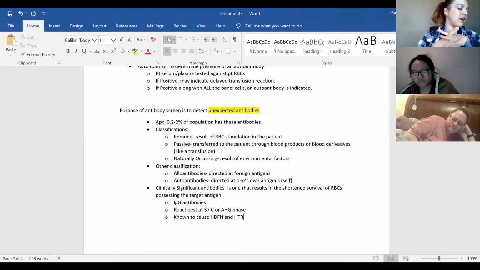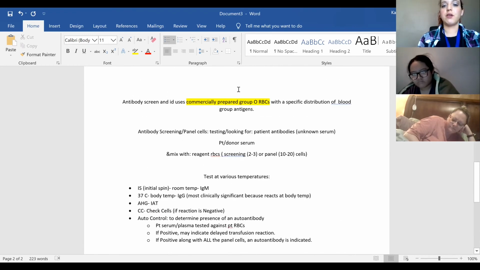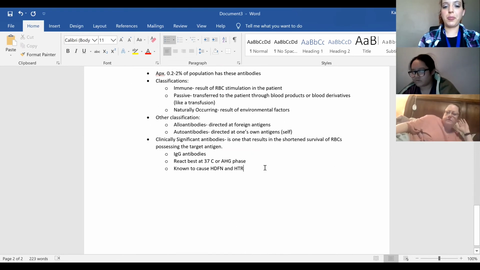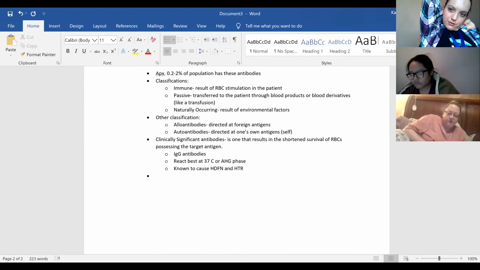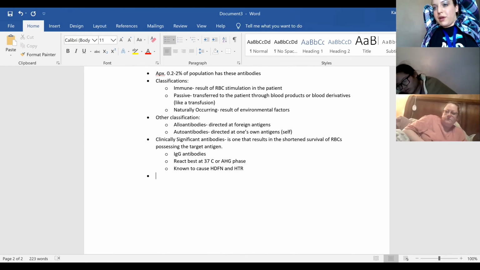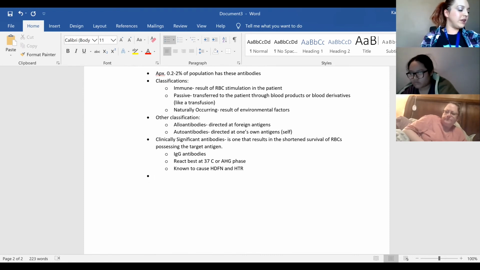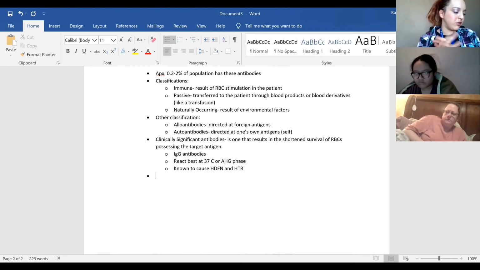And now we went over our screening cells that are commercially prepared group what? What blood group are your reagent screening cells made from? Group O. So your screening cells are commercially prepared group O red blood cells. They're obtained from individual donors who phenotype for the most commonly encountered and clinically important red blood cell antigens. Now we're getting into our homozygous versus heterozygous.